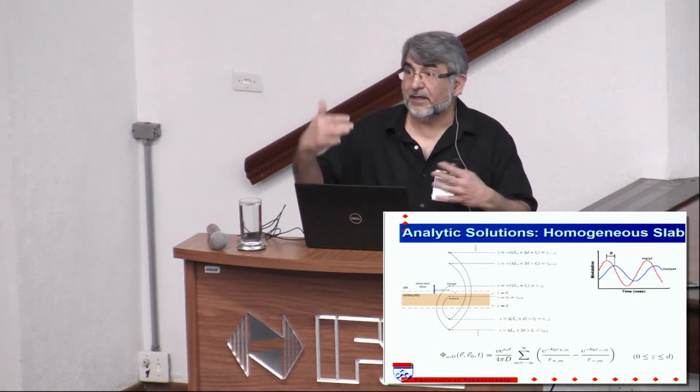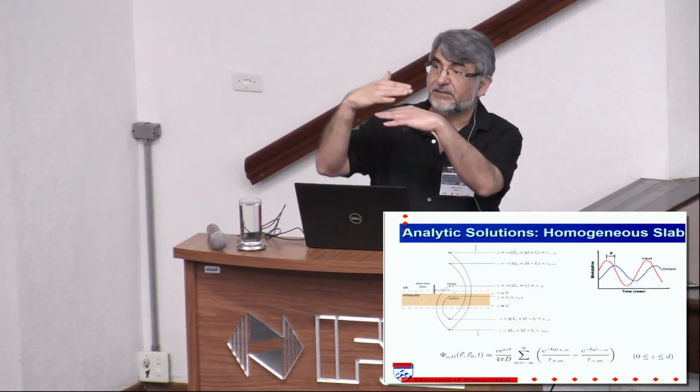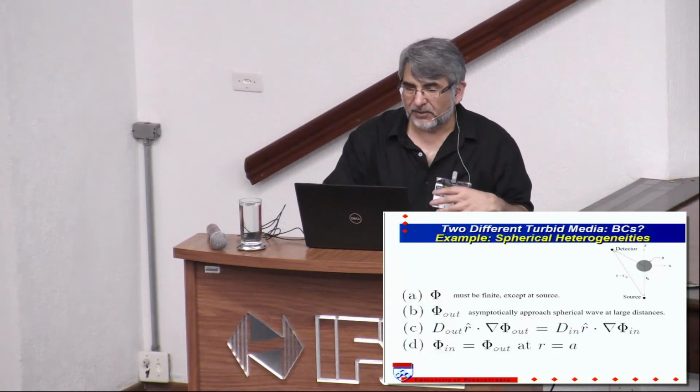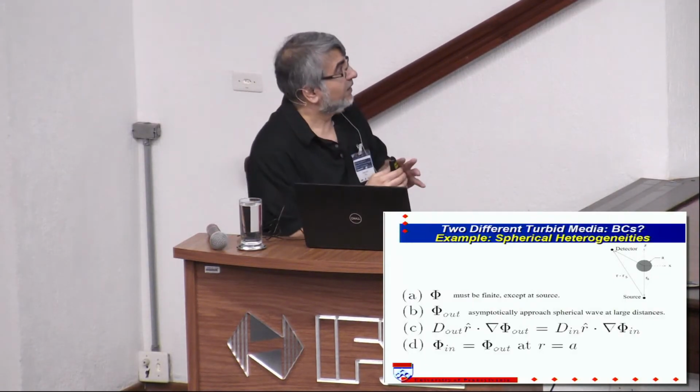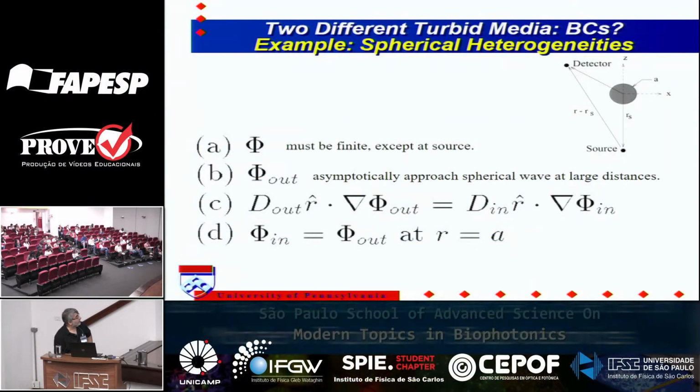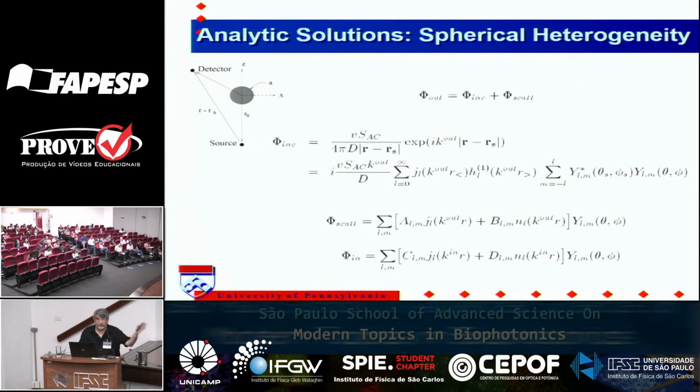I've so far talked about the interface between air and a turbid medium. But you could also have an interface between two turbid media, like a tumor and the surrounding tissue. And so you can solve the problem for a spherical heterogeneity exactly in a semi-infinite or an infinite medium, but you have to apply boundary conditions that the normal component of the flux is continuous across the boundary, and the fluence rate is continuous across the boundary. And then you can solve this exactly. It's a painful thing, but again, if you've taken any electricity and magnetism course, they solve these problems.